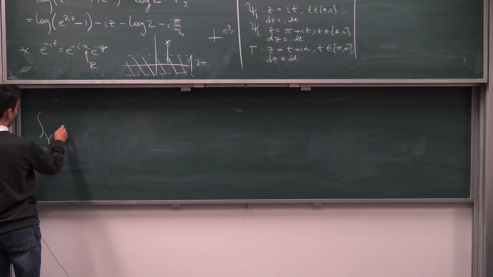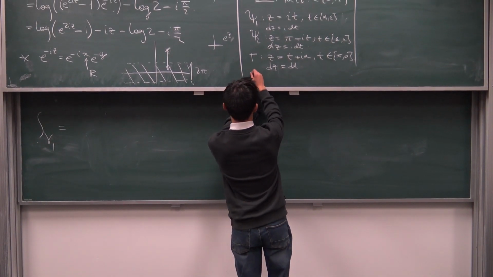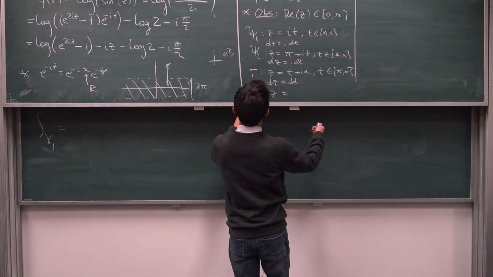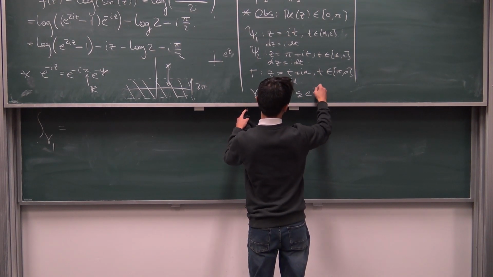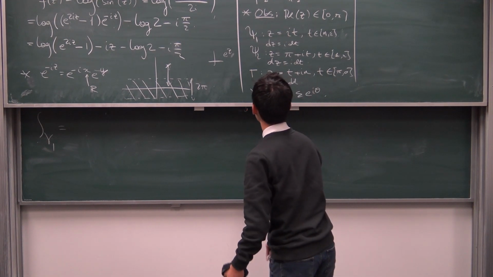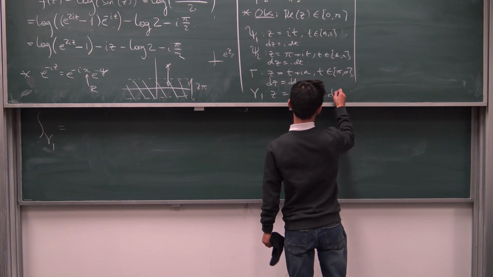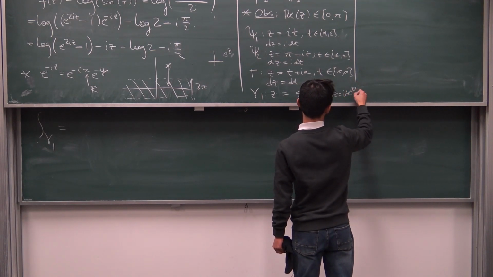So the integral over gamma 1. How do you parameterize gamma 1? Notice every z can be written as epsilon times e to the i theta, where theta goes from pi over 2 back to 0. That doesn't really matter. But then we have a dz, which is equal to i times epsilon e to the i theta d theta.